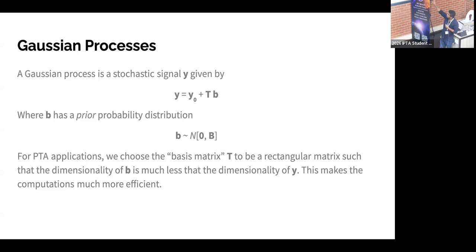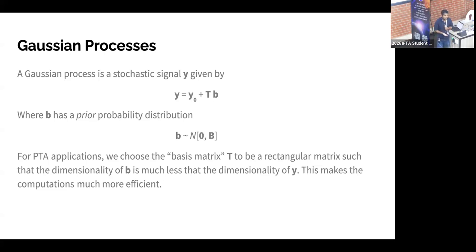So let's say we have a stochastic signal y given by some y0 plus Tb, where T is some rectangular matrix and b is some parameter vector. And if we assume that this vector b has a probability distribution which is normal with a zero mean and some covariance matrix B, then we can call this process y a Gaussian process.